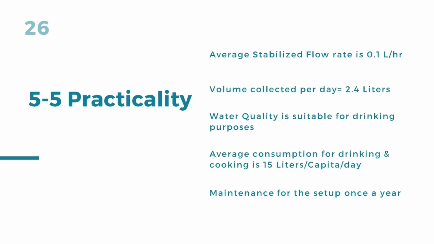For the practicality of the setup, the magnetic field setups showed an average stabilized flow of 0.1 liter per hour, which can generate around 2.4 liters per day. However, the average water consumption for drinking and cooking purposes is 15 liters per capita per day, which means that for each capita we will need to provide multiple setups in order to cover the consumption.